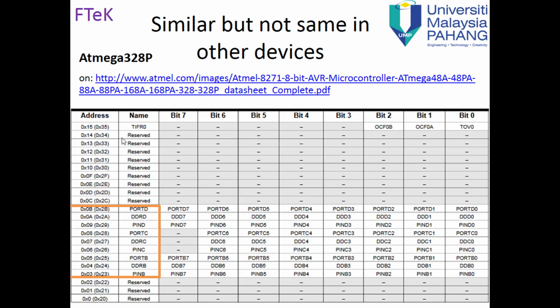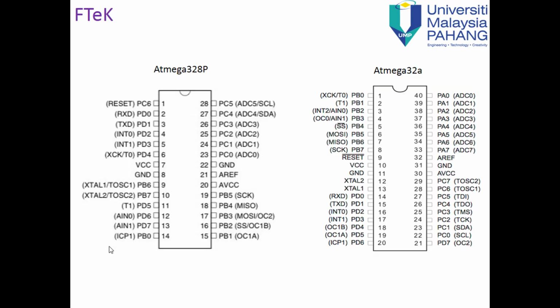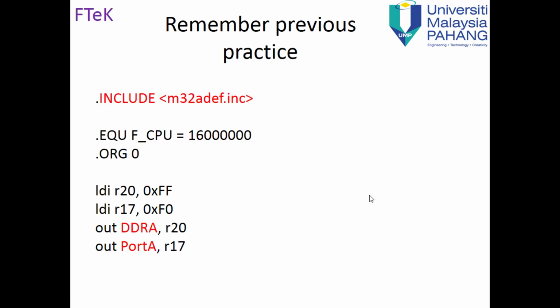For Atmega 328, it has only 3 ports, which are D, C, and B, and they have different addresses. So each microcontroller you are going to use has different addresses for its ports. As you see here, this is Atmega 328. It has fewer pins and consequently fewer ports, 3 ports only, and this one has 4 ports, which is Mega 32.